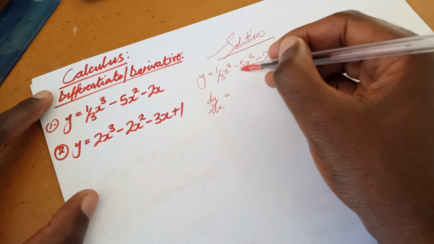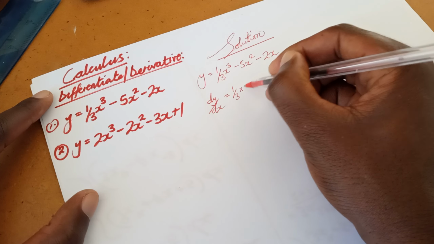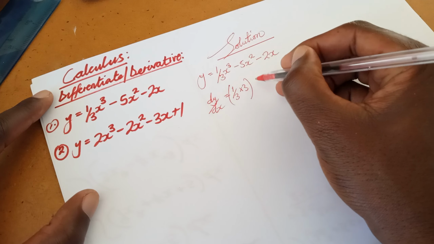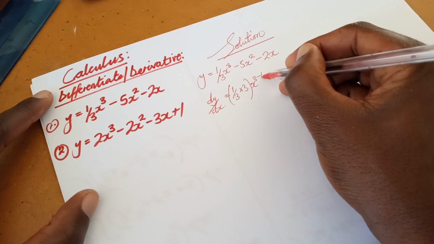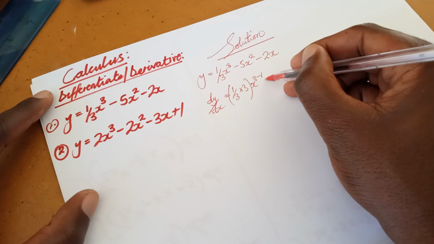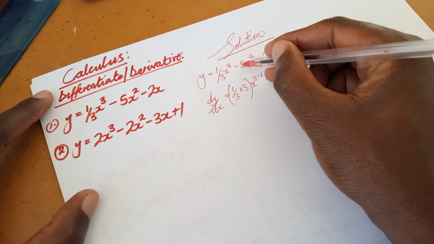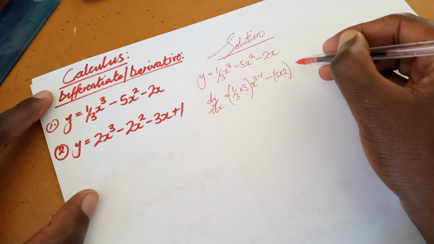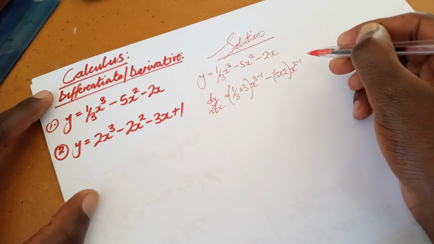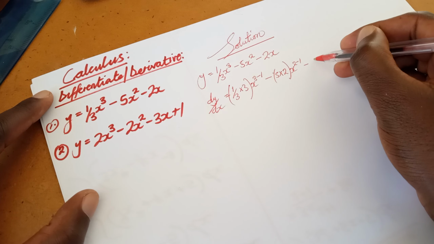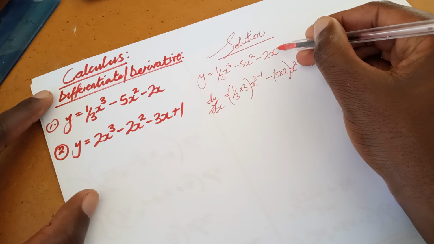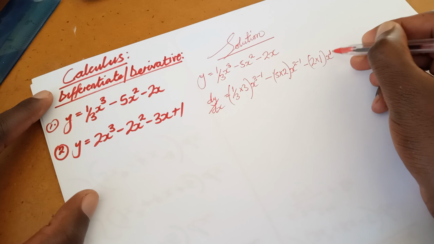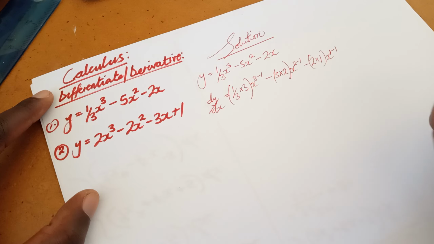So what we mean is this. We say this 1 over 3, we are multiplying it by the power, which is 3. And outside you remain with x to the power 3 minus 1. Okay? So this will be minus, again, 2 times 5. So we say 5, we multiply it by 2, and then x, this 2 we subtract 1. Then minus 2, here there's an invisible 1. So this 2, we multiply it by 1, and the invisible 1 we subtract by 1, like that.